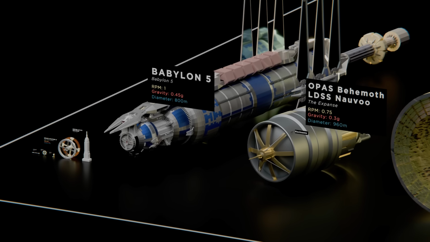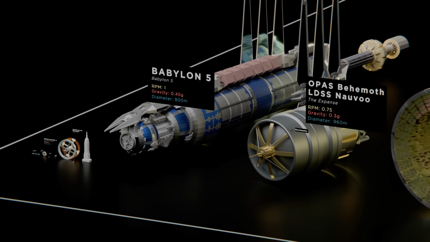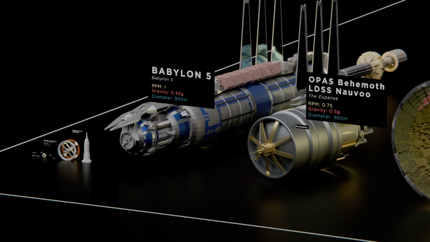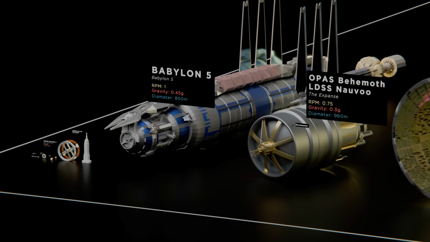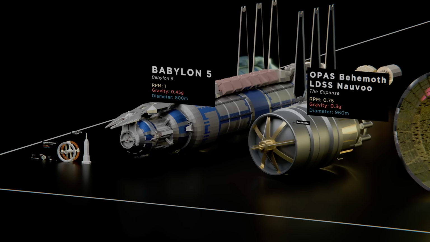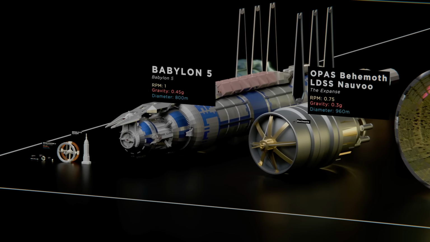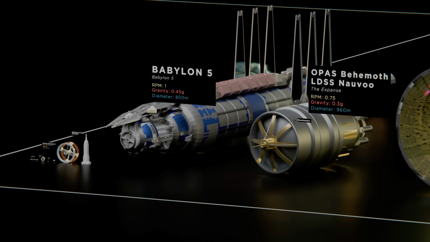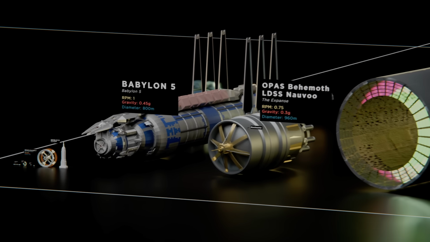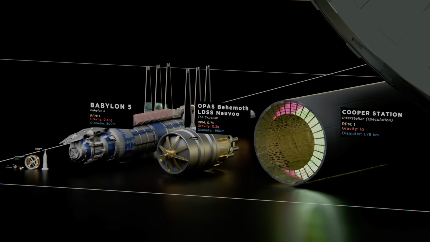The OPAS Behemoth from The Expanse is 960 meters in diameter and rotates a little slower at 0.75 RPM and produces 0.3 G. In The Expanse, 0.3 G is the standard for gravity in the outer planets and under thrust, but in real life there are no studies showing longer-term low-G health implications more than 1 year in 0G, so it's not yet known what the minimum is.